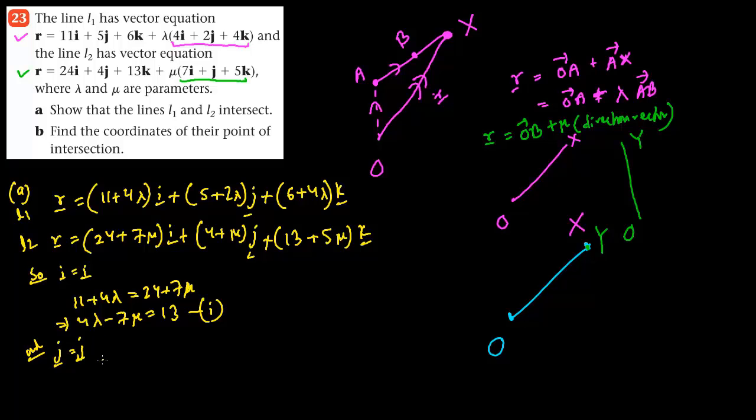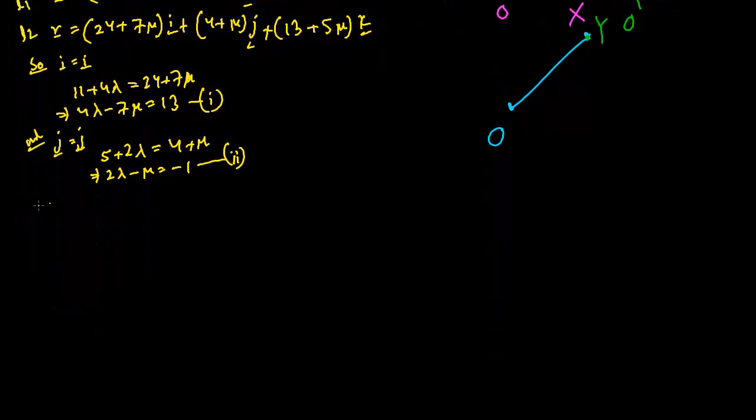The second equation would be 5 plus 2 lambda equals 4 plus mu. So this turns out to be 2 lambda minus mu equals 4 minus 5, which is minus 1. This is equation 2. We can also take the third equation, but we don't need that in order to solve lambda and mu. So we can solve it.